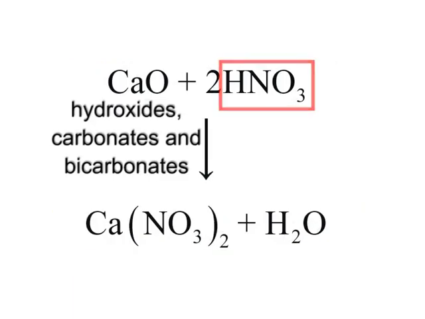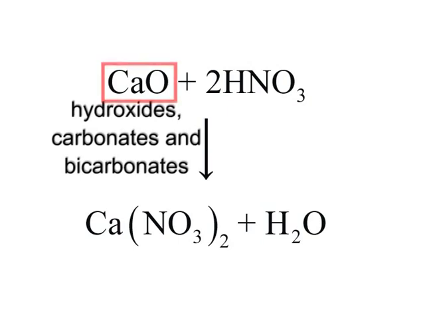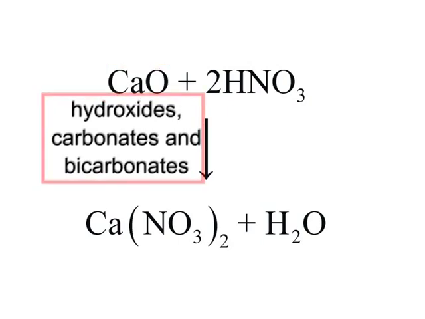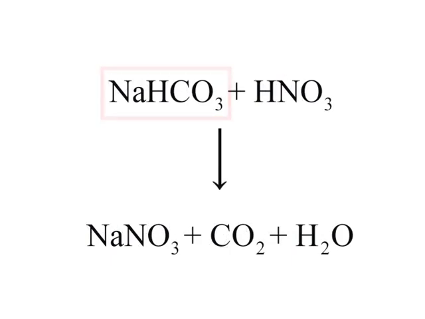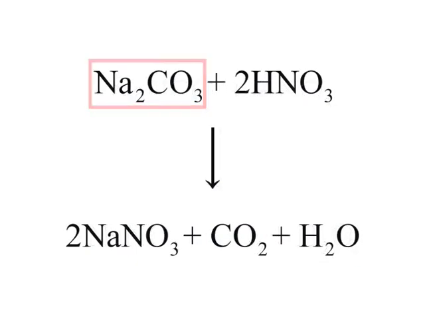Being a monobasic acid, it reacts with metallic oxides, hydroxides, carbonates and bicarbonates, giving only one series of salts called nitrates. Calcium oxide reacts with nitric acid to form calcium nitrate and water. Sodium bicarbonate reacts with nitric acid to form sodium nitrate, carbon dioxide and water. Sodium carbonate reacts with nitric acid to form sodium nitrate, carbon dioxide and water.